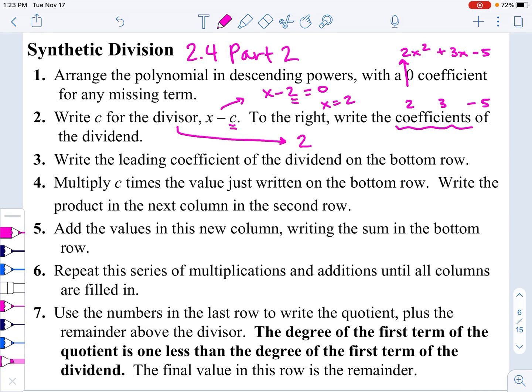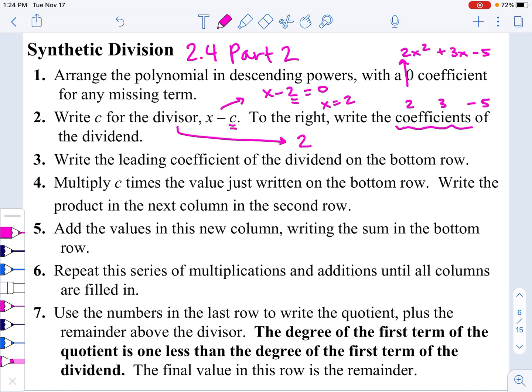Step 3 says to write the leading coefficient of the dividend on the bottom row. We'll look at what that means in a moment. Step 4 says to multiply C times the value just written on the bottom row and write the product in the next column in the second row. Again, I'm just going to read through these and we'll look at it through the example. Step 5 says to add the values in this new column, writing the sum on the bottom row, and then we repeat this series of multiplications and additions until all columns are filled in.